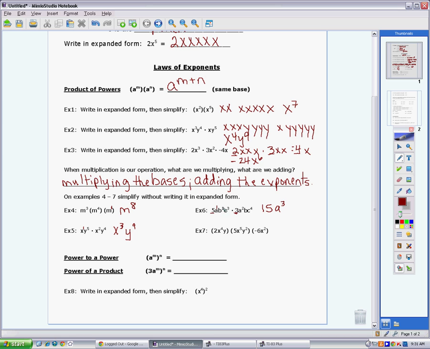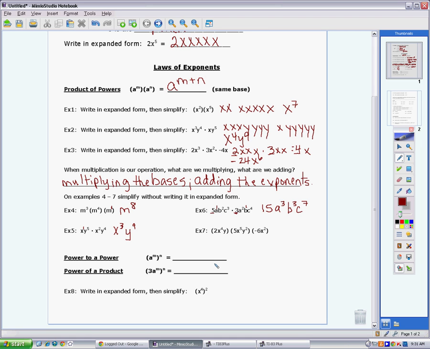I'm going to move to base b. I have 2 b's here, and I have 1 b here. 2 plus 1 is 3. So I have b to the 3rd power. And then I go to my c's. C to the third times c to the fourth. That means I'm going to have c to the 7th power when I add the exponents together.